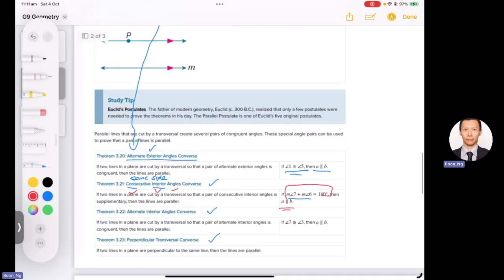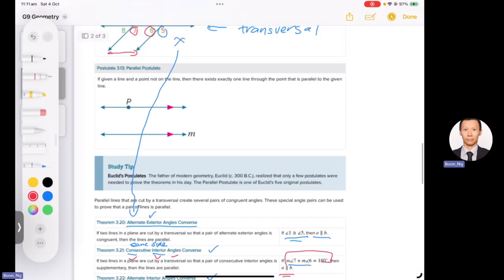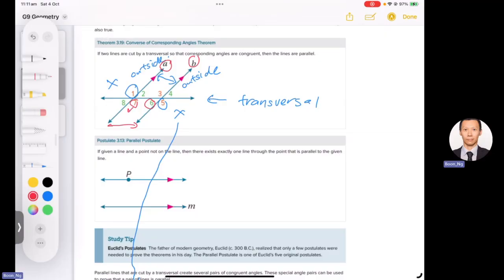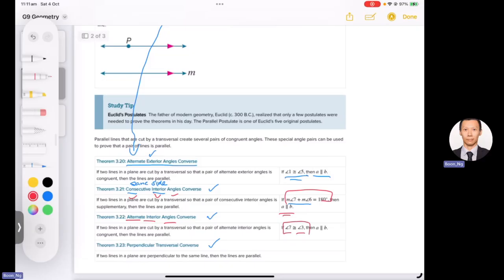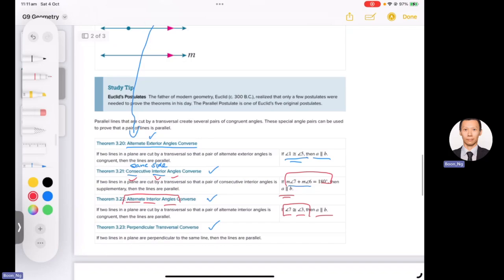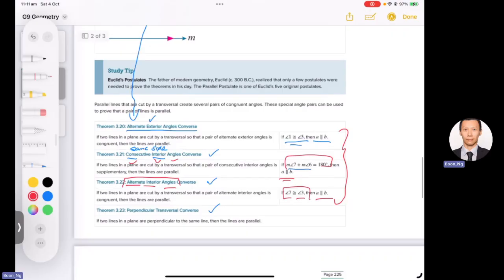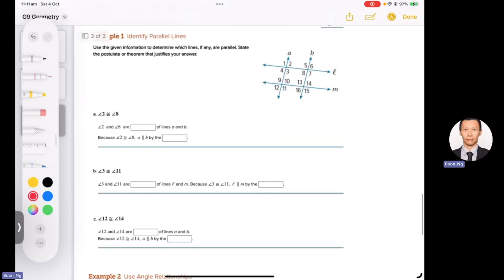And last thing basically is, I'm going quickly this time, alternate interior angles. If angle 7 and 3 are congruent, that means these two are alternate interior angles and they are congruent, then line A and B are parallel. This information basically you need to memorize. Using this information, we can just proceed.